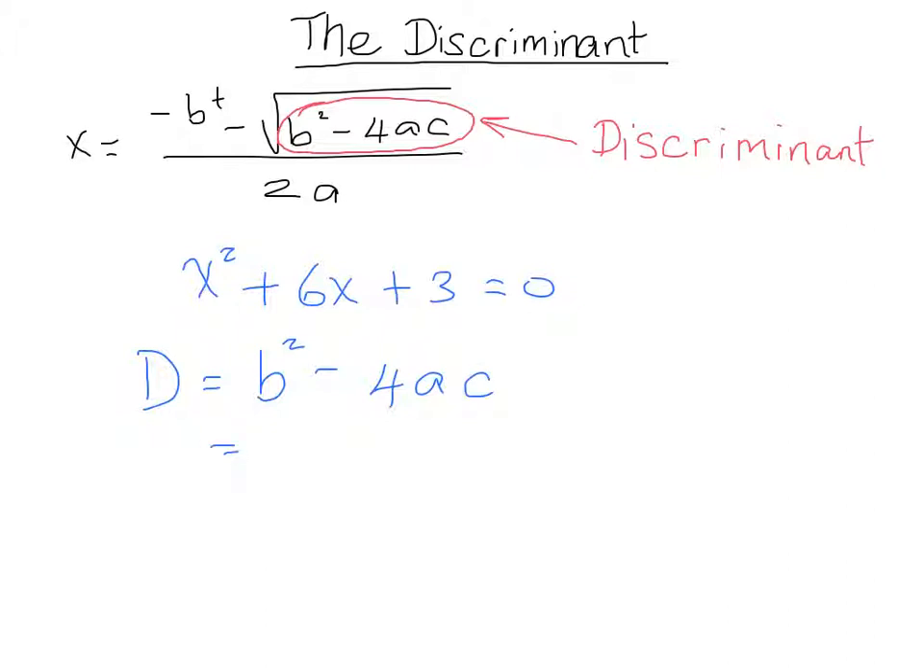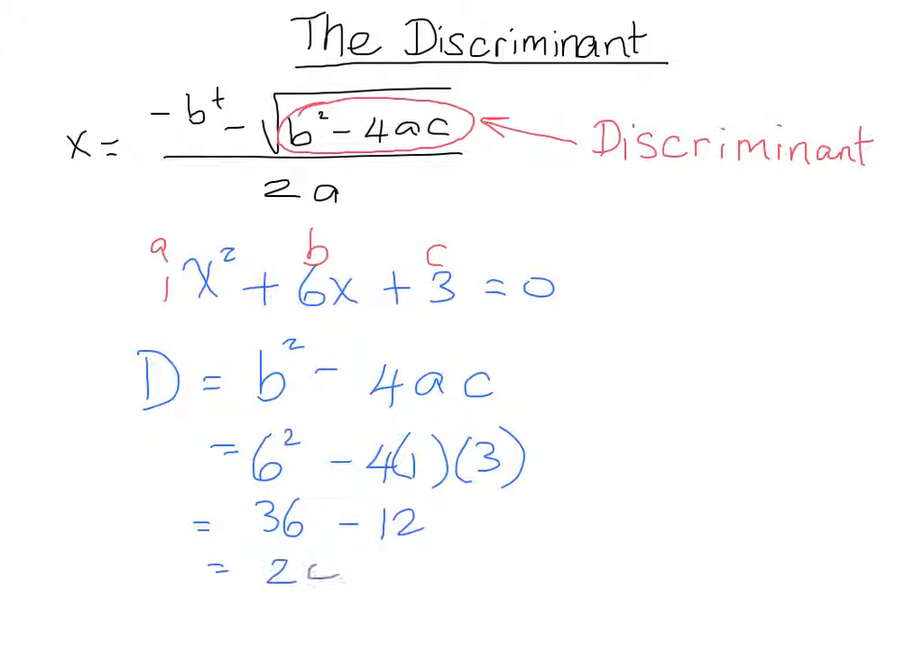In this case, we have a as 1, b is 6, and c is 3. So b squared minus 4ac is 6 squared minus 4 times a, which is 1, times c, which is 3. So that is equal to 36 minus 12, and that gives us 24. So here we go. What does this 24 mean? What does this discriminant tell us?